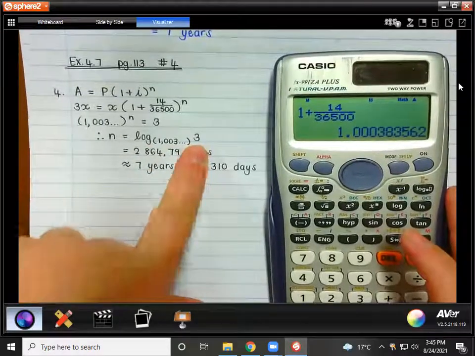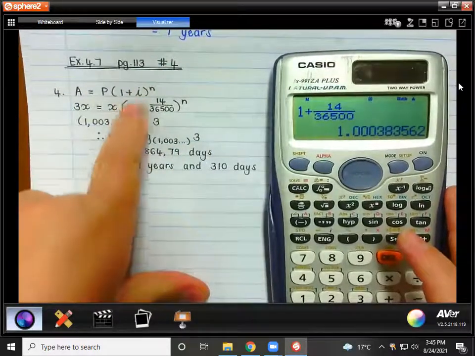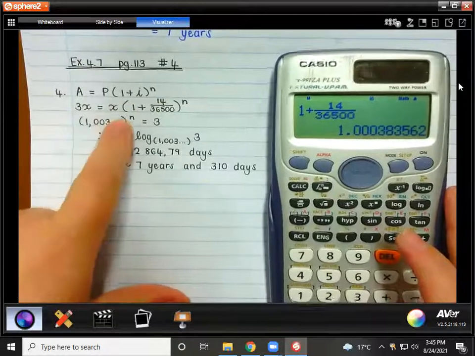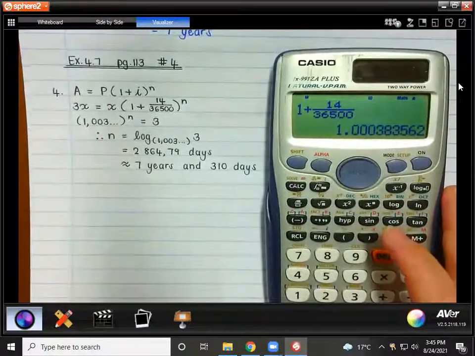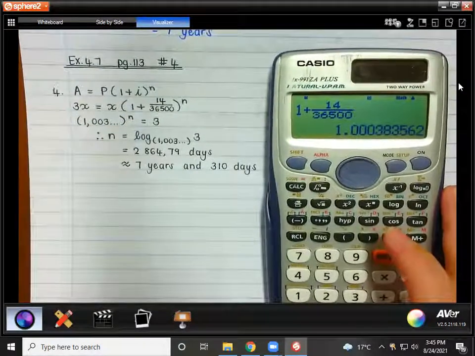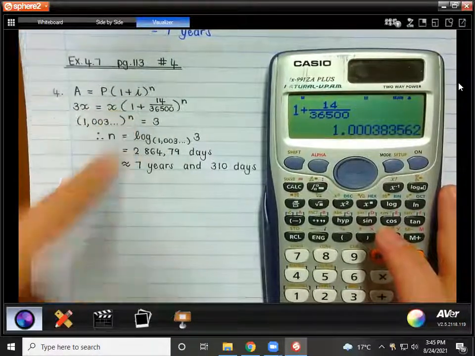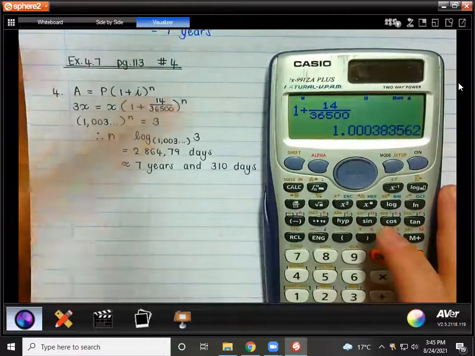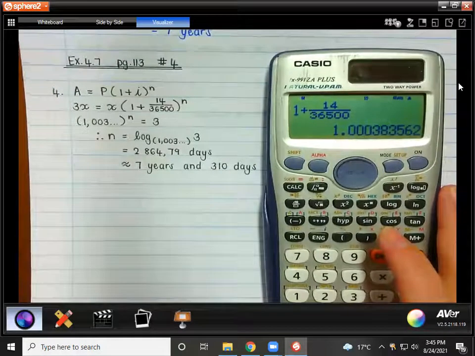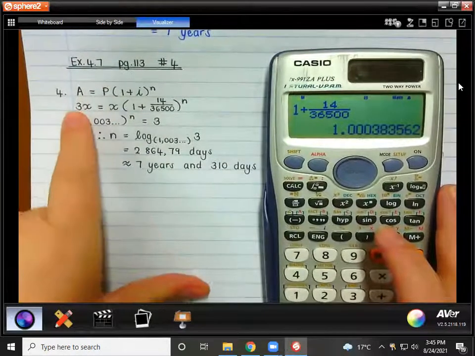All right. The log. So what I did, just quickly, is this. I just used 3x and x, but you could have used 300 and 100 or 30 and 10. Whatever it is, as long as your p value and your a value are in the ratio of 1 to 3, because they said that your original amount must triple.